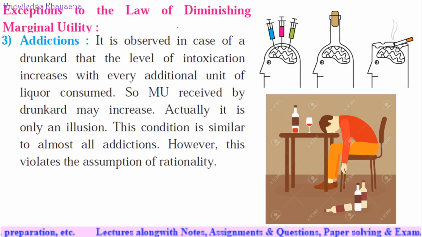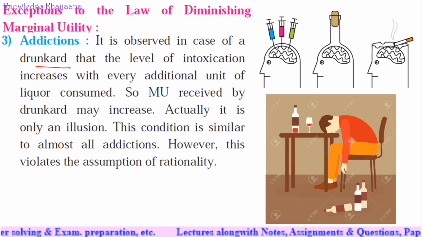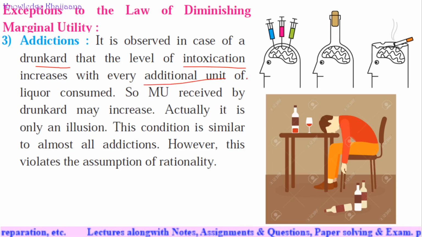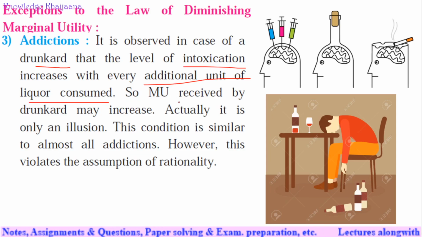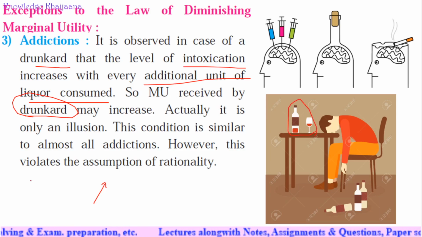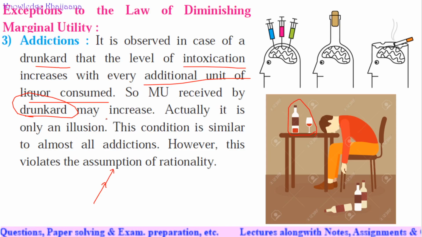Third exception. For addicted people, it is observed in the case of a drunkard that the level of intoxication increases with every additional unit of liquor consumed. So the marginal utility received by a drunkard may increase, because with every sip of liquor his intoxication increases. The pleasure he receives from drinking more and more liquor increases, so his marginal utility may be increasing. Actually, it is only an illusion. That is not actually true.